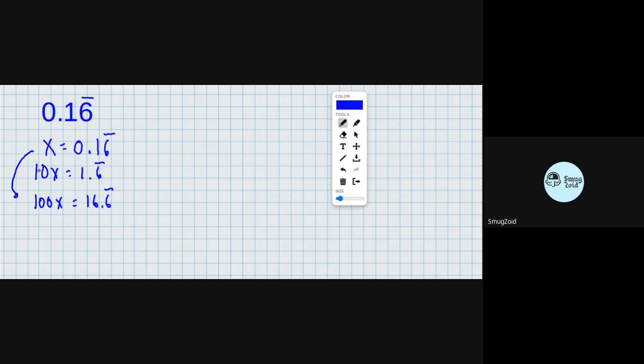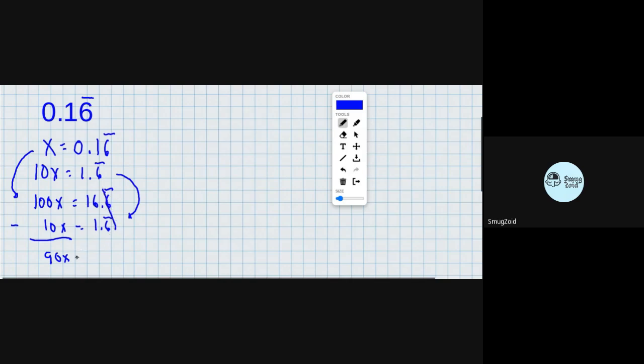Now I'm going to subtract the 10x. So this is going to come back in here, and I'm subtracting it: minus 10x equals 1.6 repeating. And you will end up with the value. 100x minus 10x is equal to 90x. And the repeating part is going to go away. I want to get rid of the repeating, that's what I'm doing.